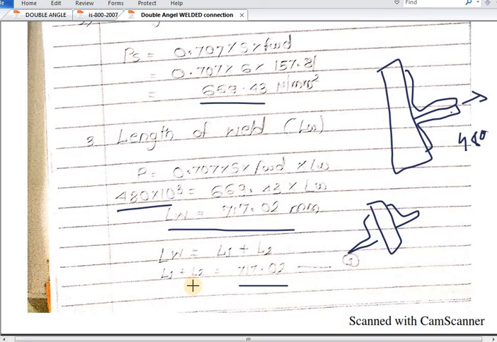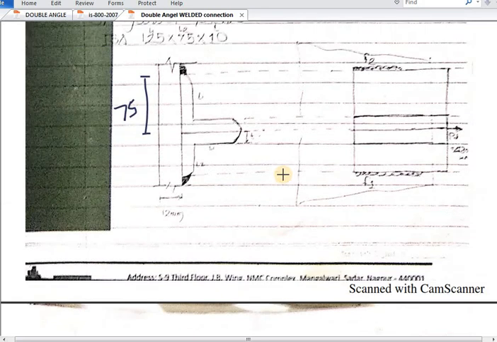Again we have to take the moment about the CG. So taking moment about the CG, this CXX distance will not be considered here. Why will this CXX distance not be considered? Because the CXX distance was for L1, but here we are connecting with L2. So this CXX distance will not be used, and we will directly take the moment of F1 and F2 at the center.